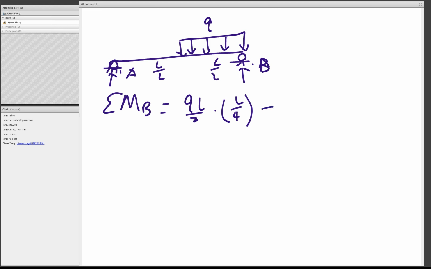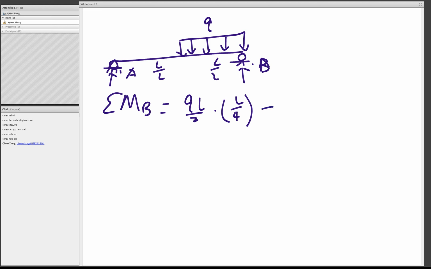So to solve this equation, we have RA equal to 1/8 QL. Once we find RA, it's really easy to find RB, right? RB is just equal to Q times L over 2 minus 1/8 QL. So with that, we find RB equal to 3/8 QL. Once we have found the reaction forces along the beam, then we can draw the shear and bending moment diagram really quick. So let's try it.